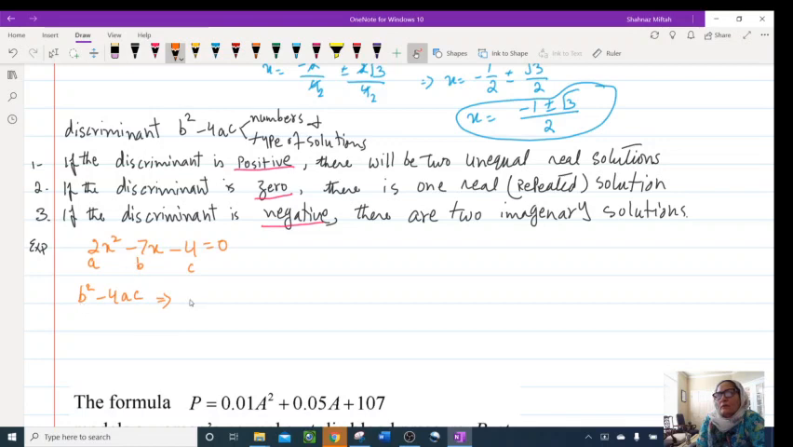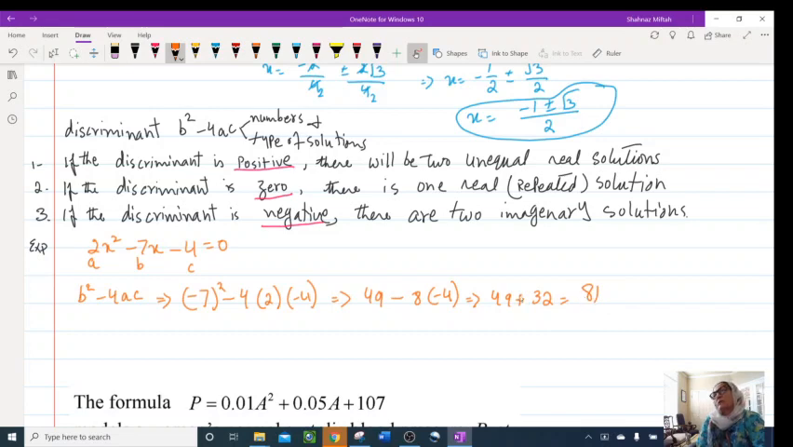b is negative 7, so keep the signs, guys, remember that. Minus 4, a is 2, c is negative 4. Let's try what we get here. This is 49 positive, and 4 times 2 is negative 8, times negative 4. It's going to give me 49 plus 32. My answer is 81.